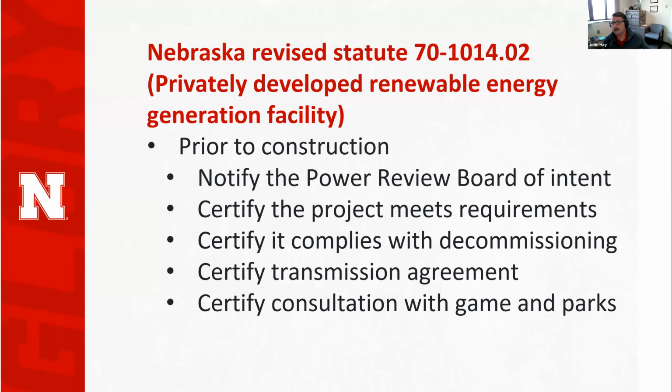They have to certify that the project meets the requirements laid out by the Power Review Board. They have to give a decommissioning plan to the Power Review Board, and prove that they have a plan for the decommissioning security that's supposed to be put in place in year 10. They have to certify that they have a transmission agreement, in this case with the Southwest Power Pool. They have to certify that they've consulted with Game and Parks and dealt with any issue Game and Parks had with their location, et cetera.